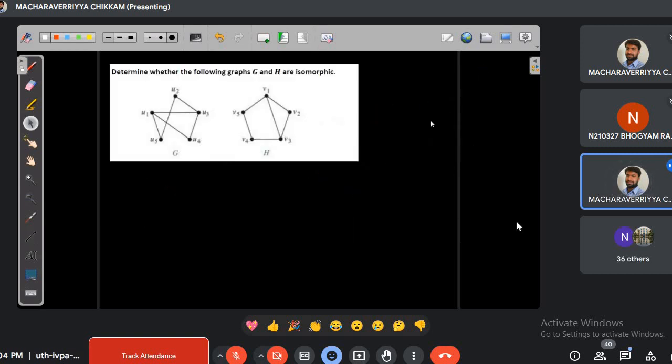So given two graphs, are these isomorphic? If you see in terms of number of vertices, number of edges, and degree sequence, all will match. And how about circuits? Here is a circuit of length 3 and here is a circuit of length 4. How about in the first graph? Yes, there is a circuit of length 3, that is U1, U3, U4, and a circuit of length 4. What is the circuit of length 4?